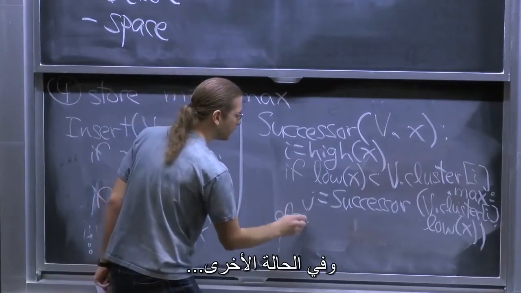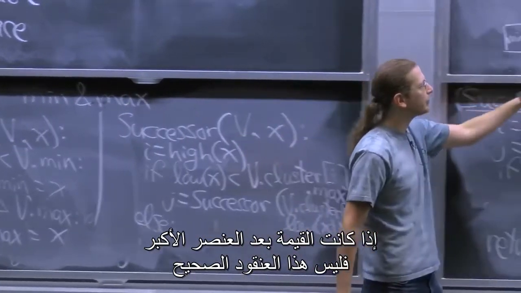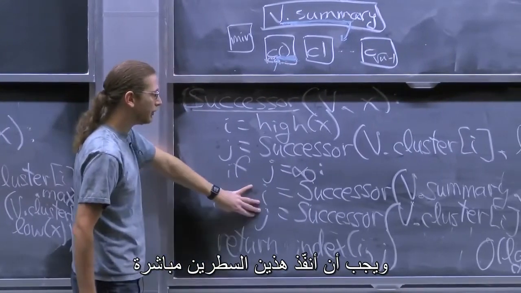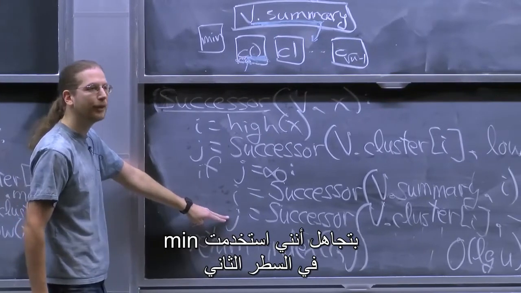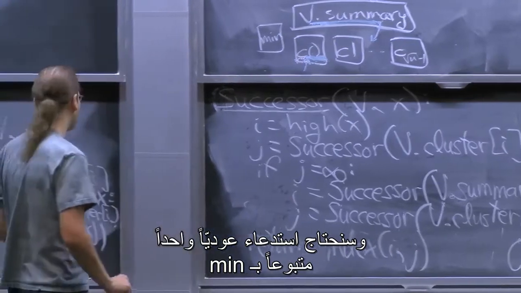Else, if I'm beyond the max, I know this is the wrong cluster, and so I should immediately do these two lines. Well, except I've made the second line use the min. So it will only be one recursive call followed by a min.